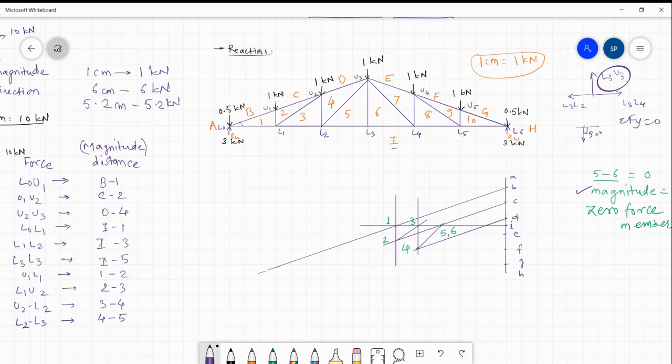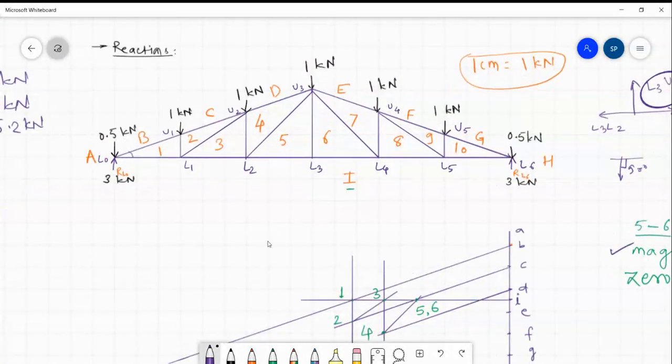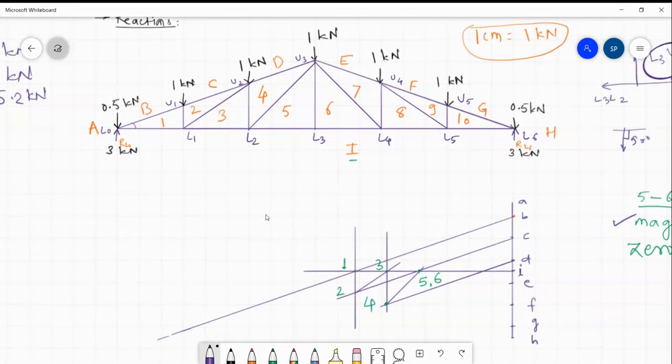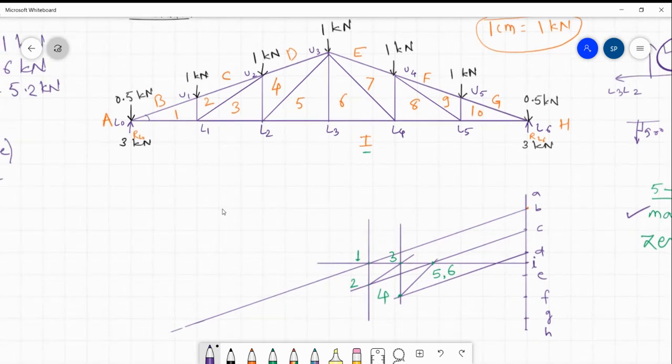Now the remaining is what? You have to identify nature. Yes, the nature of member forces is highly essential. Then only you can say that you have completely analyzed the truss. Now we will see how we can find out the nature. Now to get the nature of forces, dear friends, what you are supposed to do, you have to select a particular joint. Let's say I am selecting joint L1.